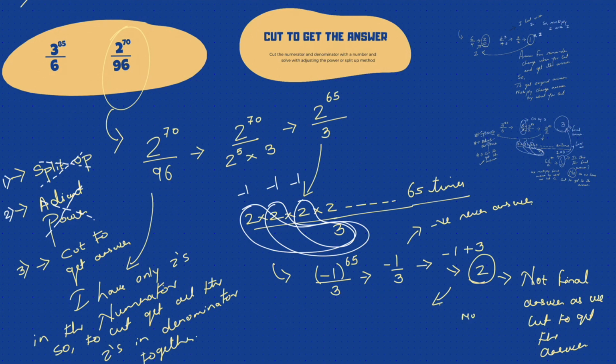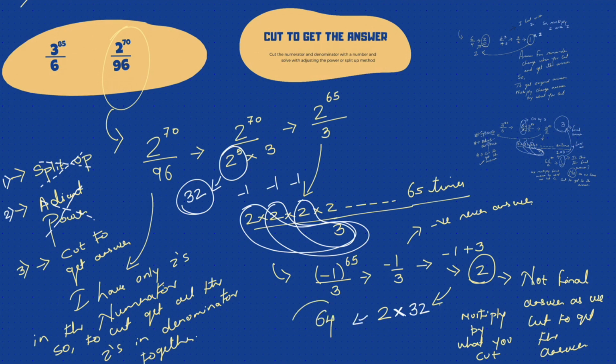So I had cut by 32. You can remember we have cut this by 2 raised to 5, which is nothing but 32. So the answer 2, I'll multiply this by 32. If I multiply 32 into 2, it comes out to be 64. So 64 is the answer of 2 raised to 70 divided by 96. Now we will still imagine, can I get the answer as 64? Yes, because the denominator is 96 and the remainder will be lesser than 96. 64 is lesser than 96.